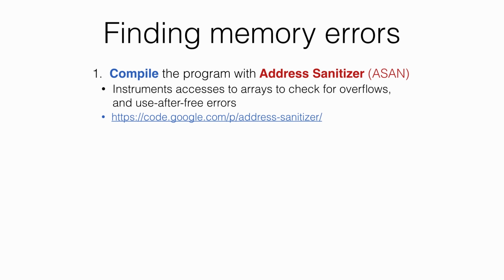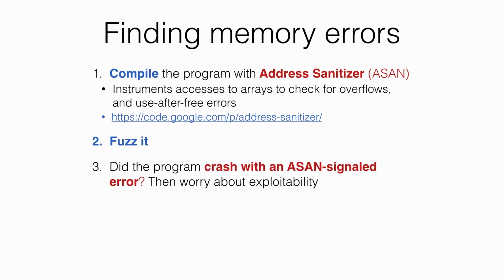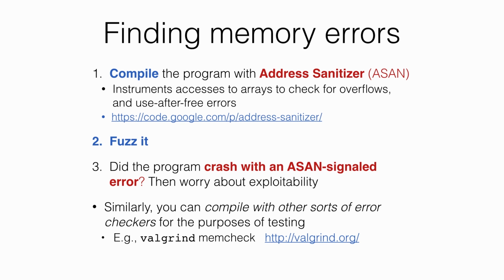One way to make it so that crashes happen immediately upon overwriting buffers is to use AddressSanitizer. This is a tool that can instrument a program so that accesses to arrays check for overflows and use-after-free errors. Given your instrumented program, you can fuzz it, and if the program crashes with an ASAN signaled error, then you can start worrying about exploitability. You can do the same trick with other sorts of error checkers for the purposes of testing. For example, Valgrind Memcheck is another way of looking for memory errors.